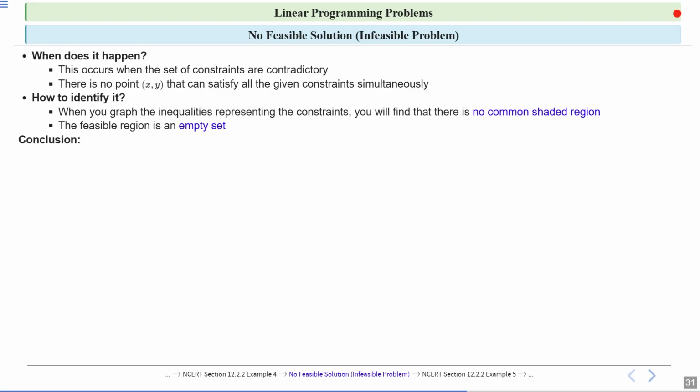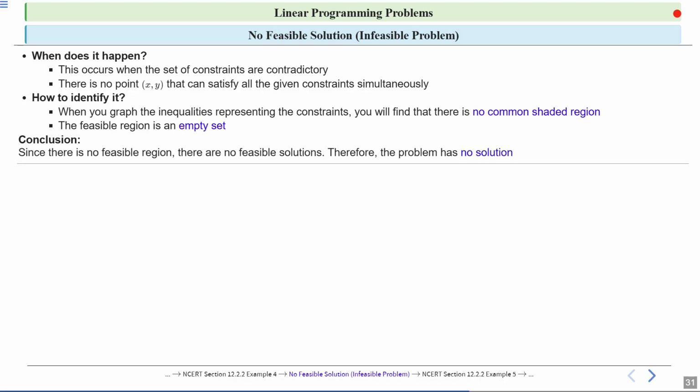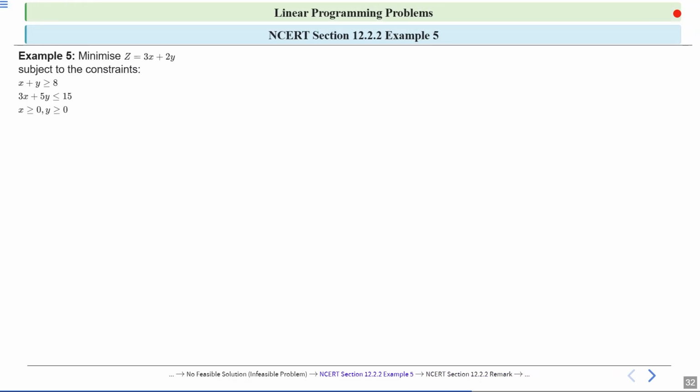So, now we will conclude, since there is no feasible region, there are no feasible solutions. Therefore, the problem has no solution. Now, let's look at this example. Here in this example, we have to minimize z equals 3x plus 2y subject to the constraints x plus y is greater than or equal to 8, and 3x plus 5y is less than or equal to 15, and x is greater than or equal to 0, and y is greater than or equal to 0.